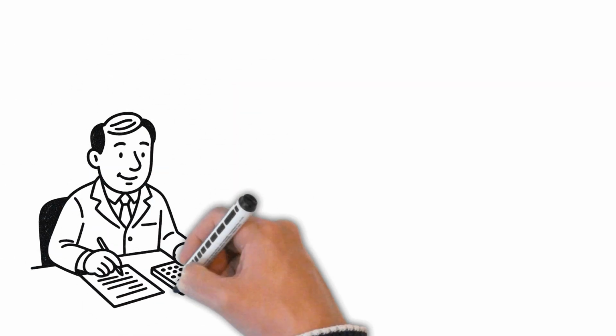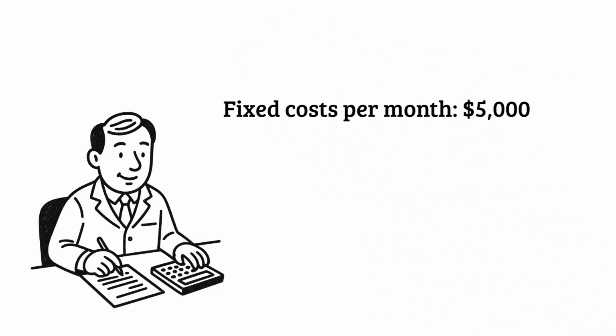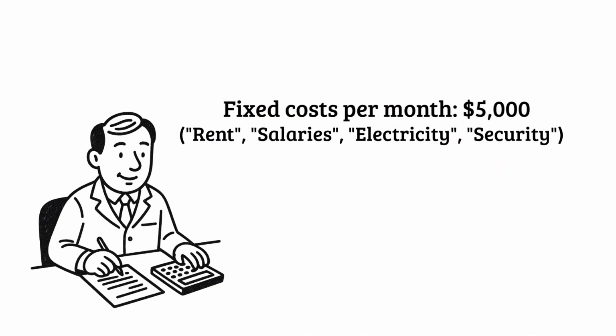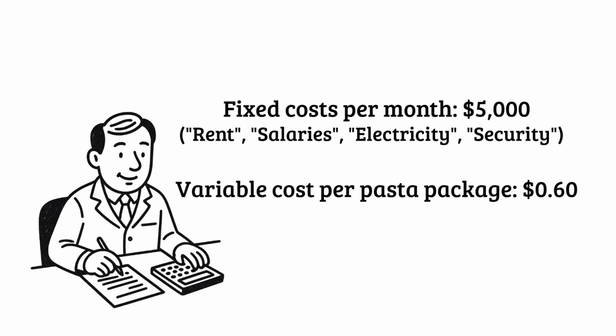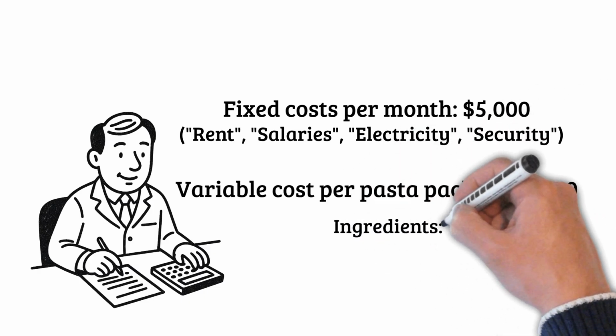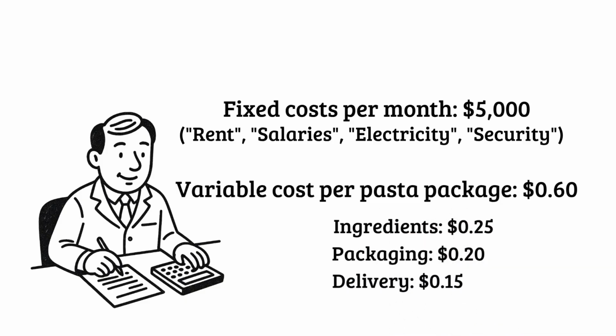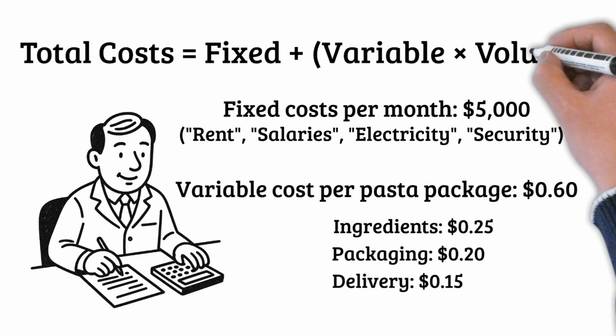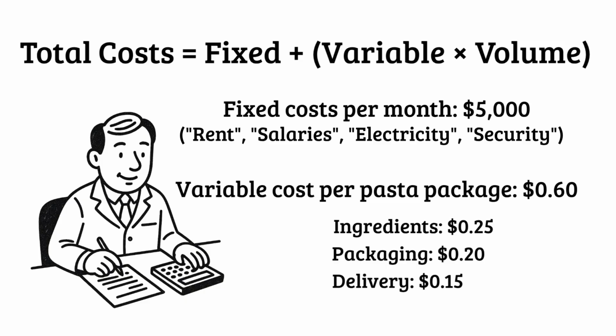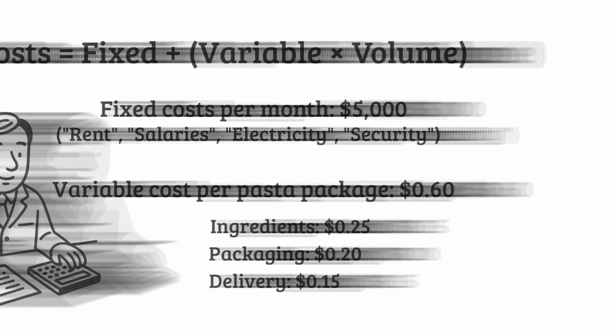Simple. Let's take an example. Say Don Macaron pays $5,000 in fixed costs per month and 60 cents in variable costs per package. That's 25 cents for ingredients, 20 cents for packaging, and 15 cents for delivery. So, total cost equals fixed plus variable times units.